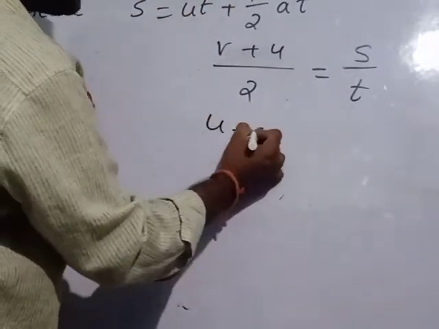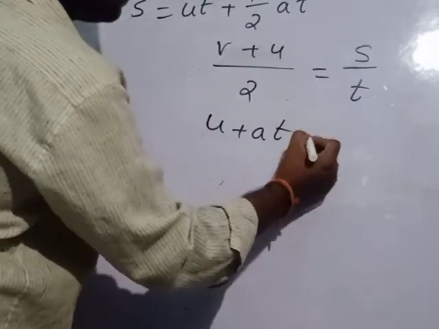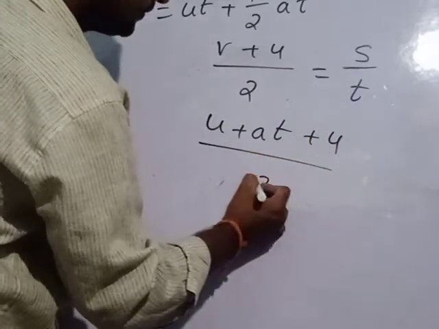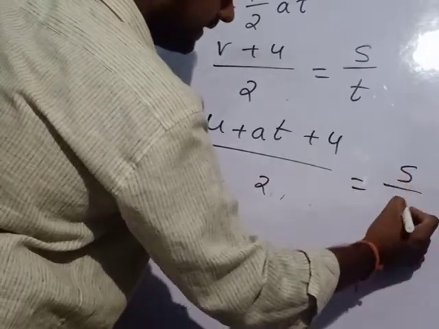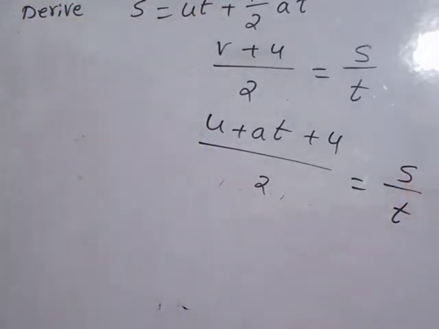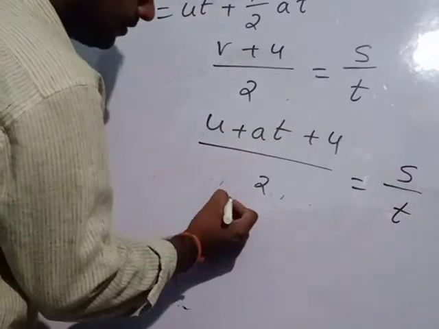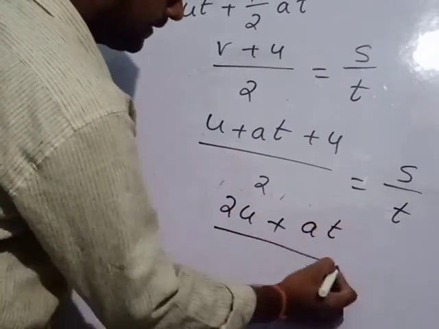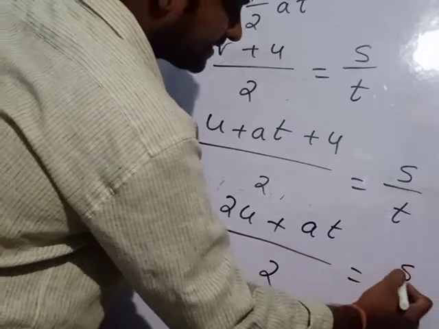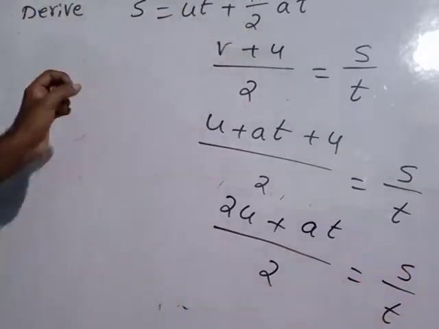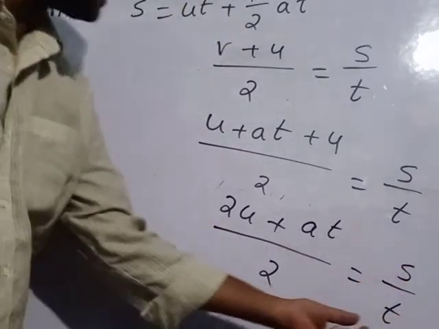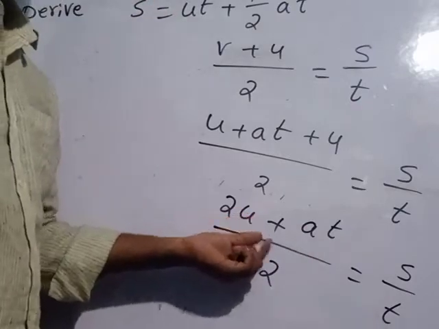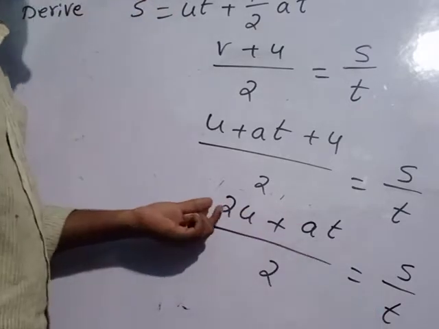So V is replaced with U plus AT. Then (U plus U plus AT) whole by 2 is equal to S by T. Clear? Now U plus U, 2U plus AT by 2 is equal to S by T. Clear all of you? Now again transfer T to this side, again cross multiplication.